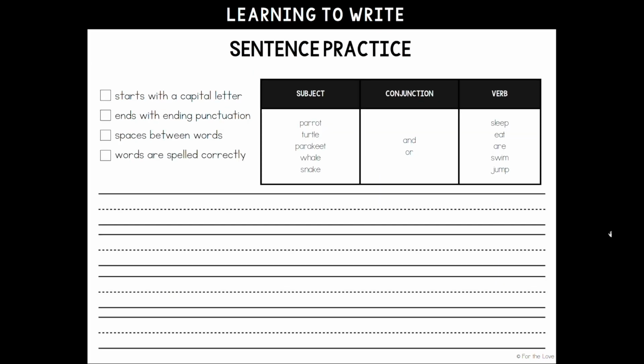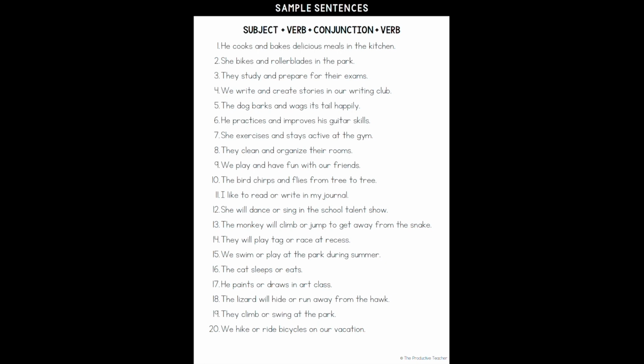When they have finished the chart, they can write sentences using conjunctions to combine verbs in a sentence. Notice again that just the subject, conjunctions, and verbs are given. Students can add adjectives, adverbs, prepositions, any of the parts of speech we've already learned in order to give more information and write more interesting sentences. Here are some example sentences where we use a conjunction to combine two verbs.